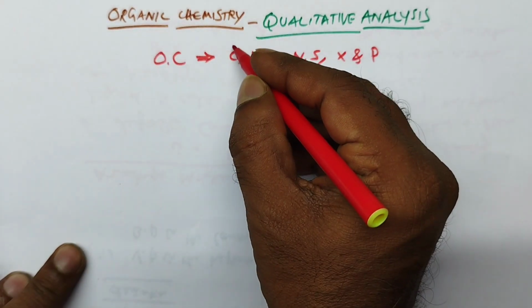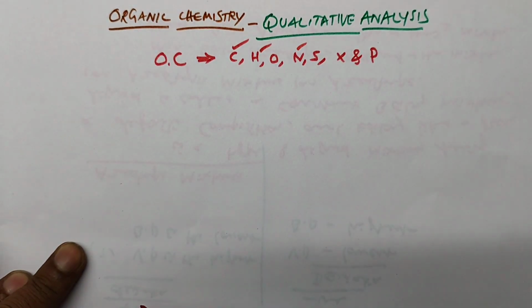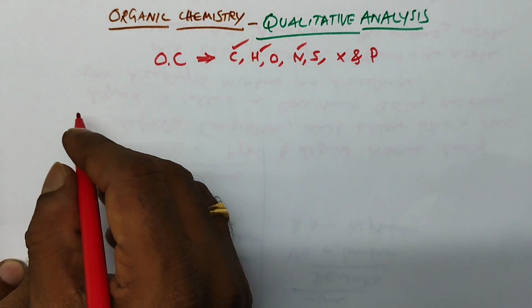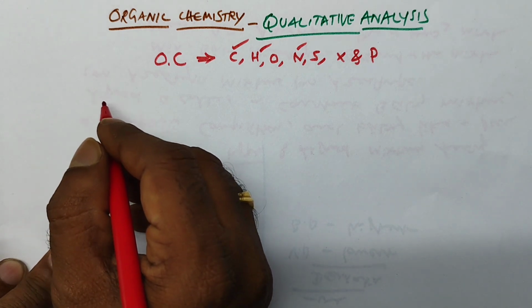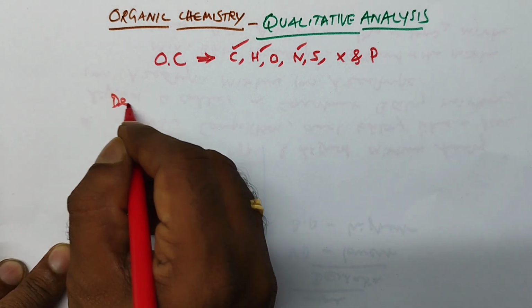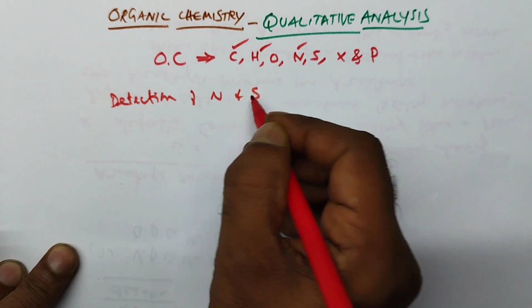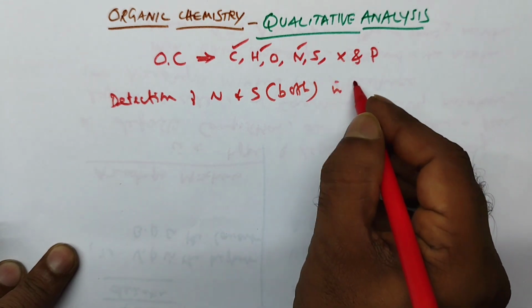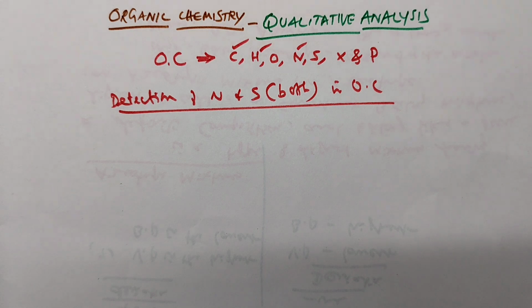So last class we discussed only carbon, hydrogen and nitrogen alone. And in this class we are going to discuss the detection of elements like nitrogen and sulfur present together in the organic compound. Detection of nitrogen and sulfur both present together in an organic compound. So what is the method we have to follow in this case?